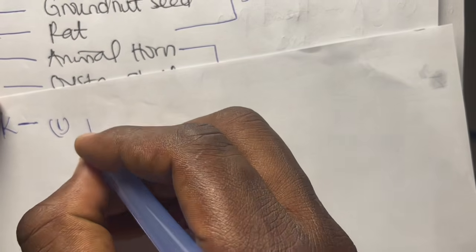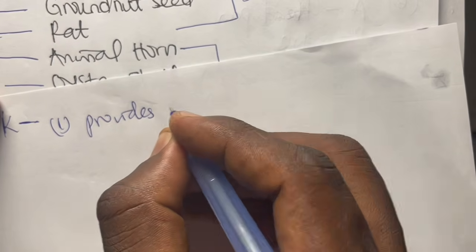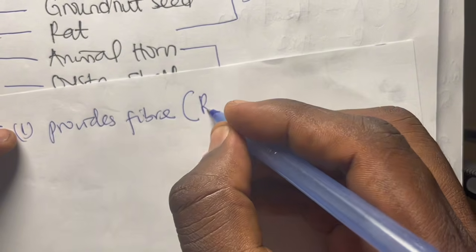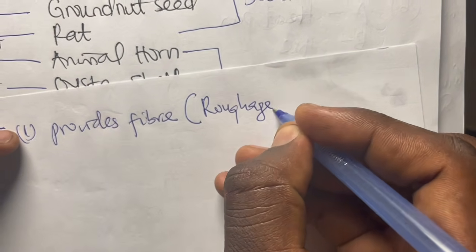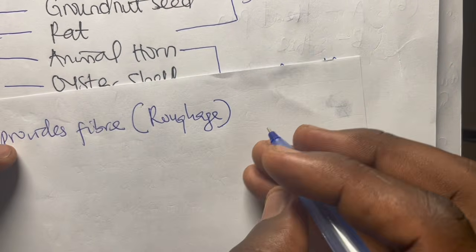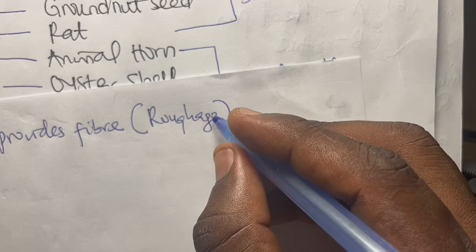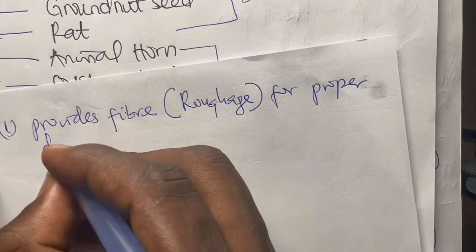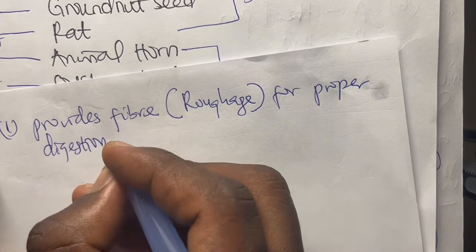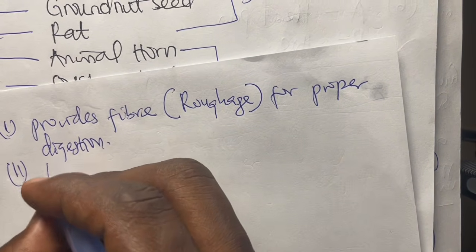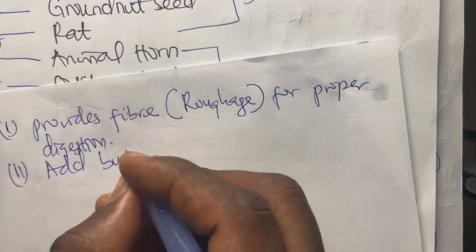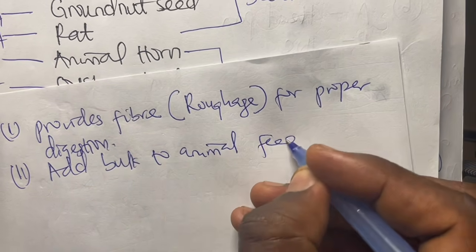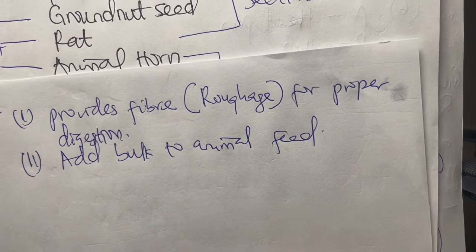Now, one is that it provides fibers. If you're talking about fiber, you are referring to roughages. Remember that we have supplement, we have concentrate, and we have roughages. So it provides fiber. This is a roughage for proper digestion. Another benefit of it is that it adds bulk to animal feed. Good. So that's that.